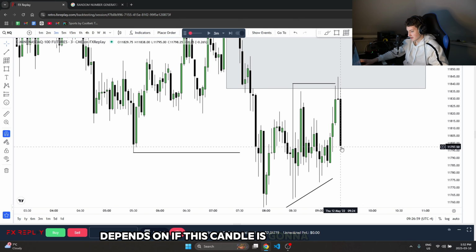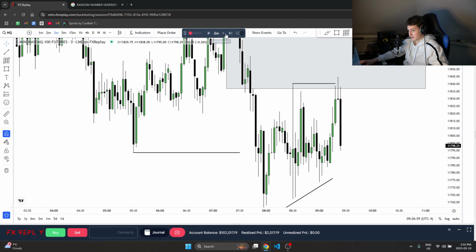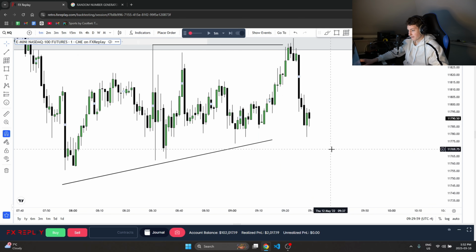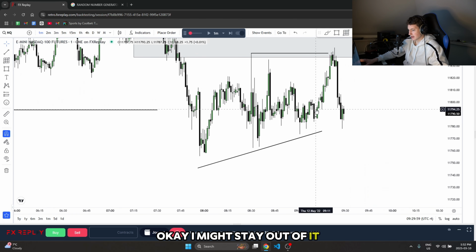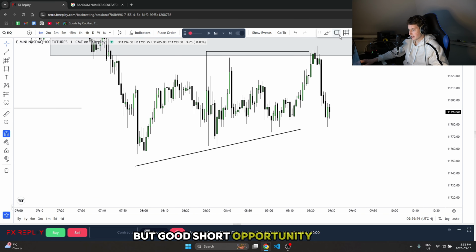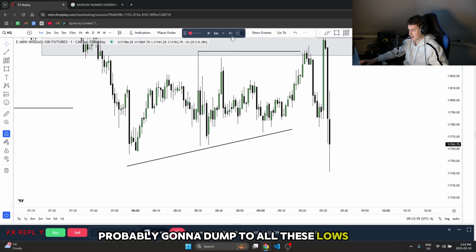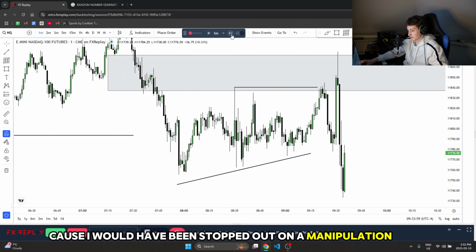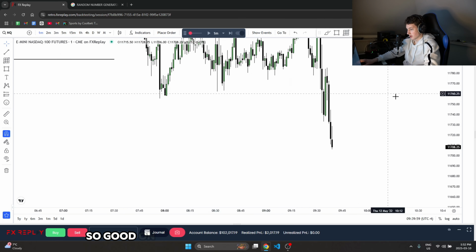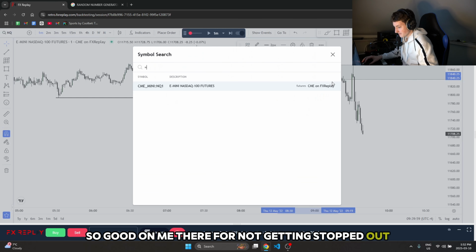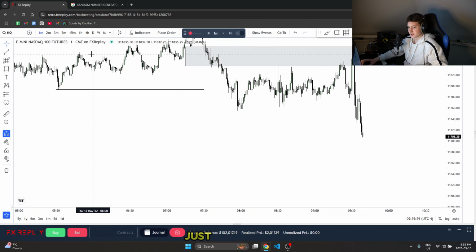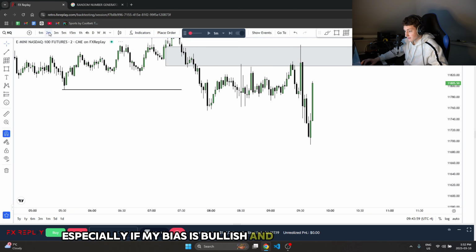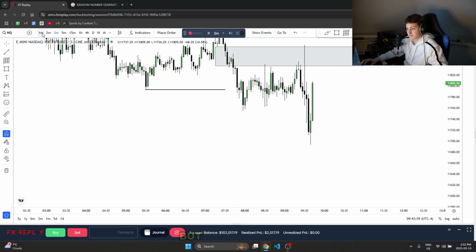Depends on if this candle's gonna close here. Let's see. Ooh. Okay, I might stay out of it, but good short opportunity here. Probably gonna dump to all these lows now, and I'm happy I stayed out of that because I would have been stopped out on a manipulation move. So good on me there for not getting stopped out. It's just a risky move, especially if my bias is bullish, and that's not a bad setup, but I'm not interested.